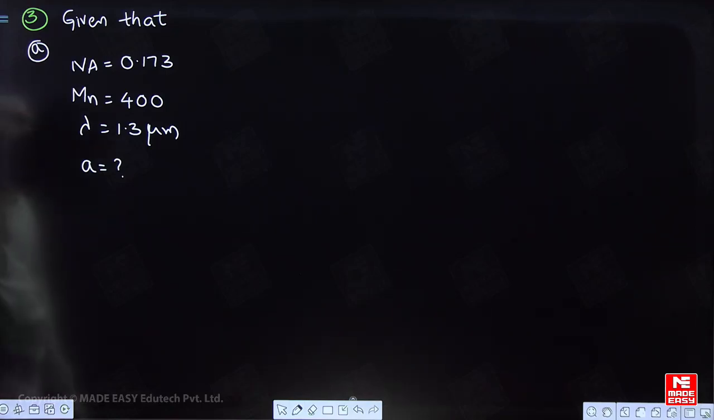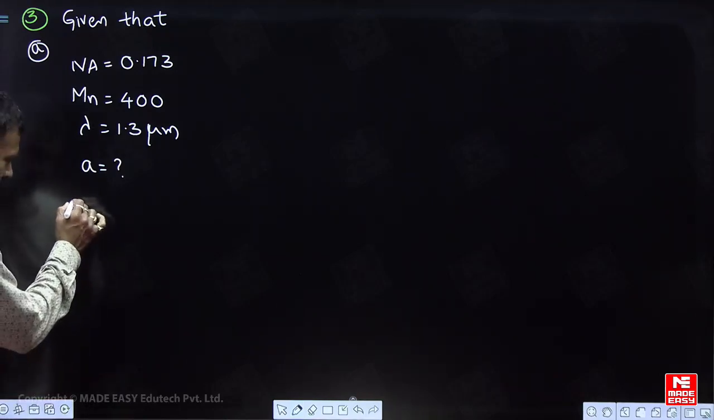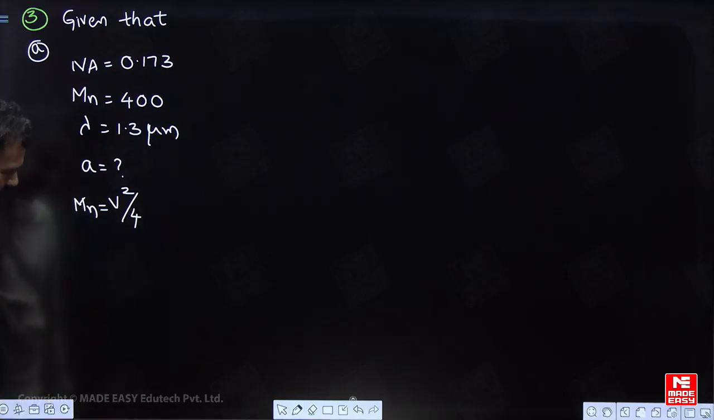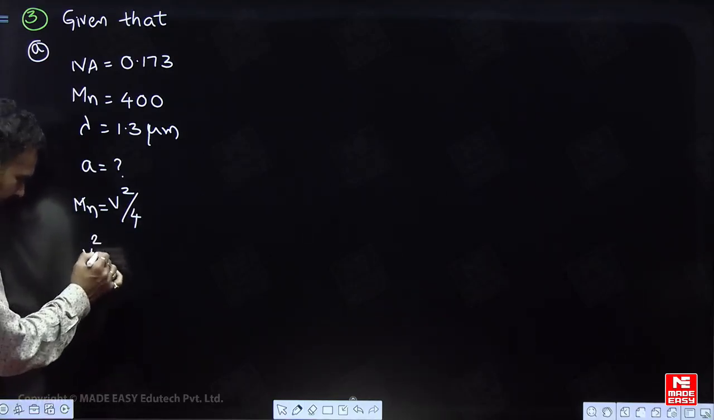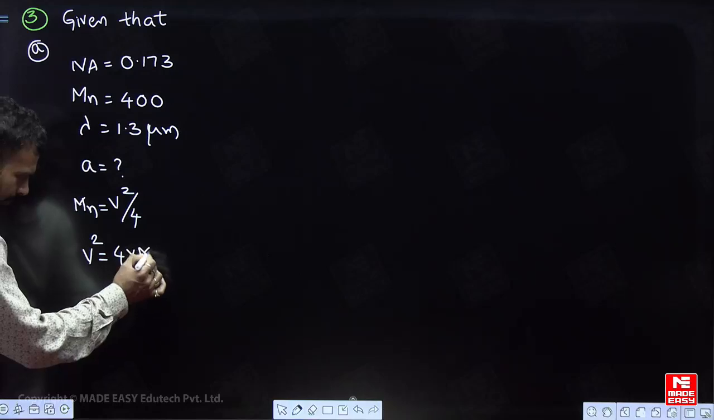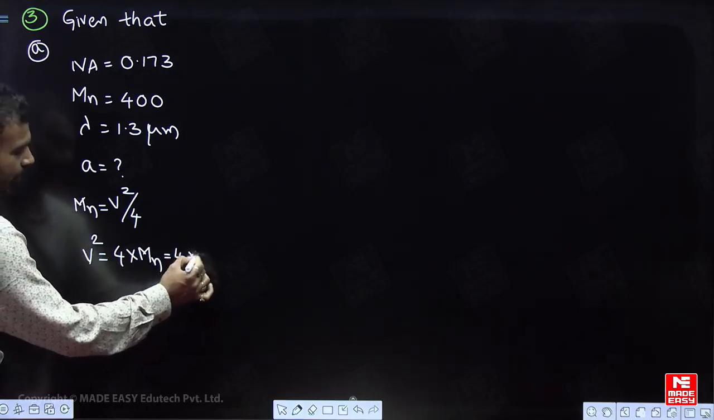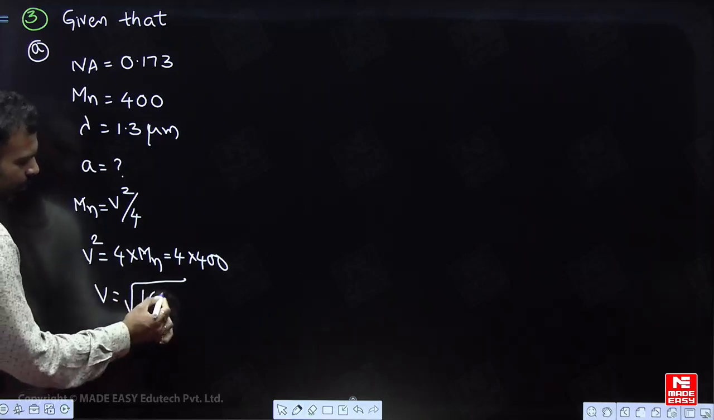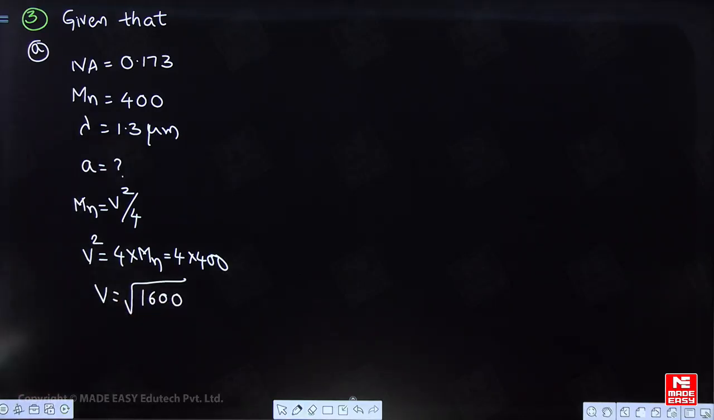To find the core radius, we first have to know the value of V. What is the formula we have? Mn is equal to V square by 4. Then V square is equal to 4 into Mn, 4 into 400. V is equal to under the root of 1600.